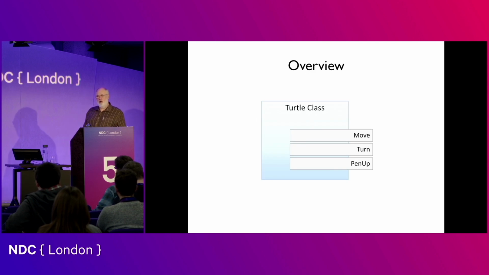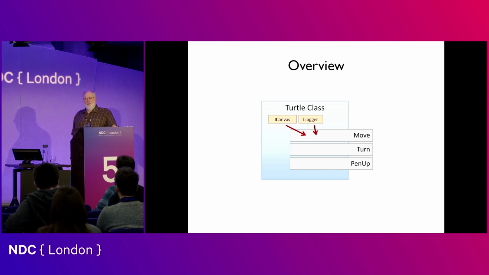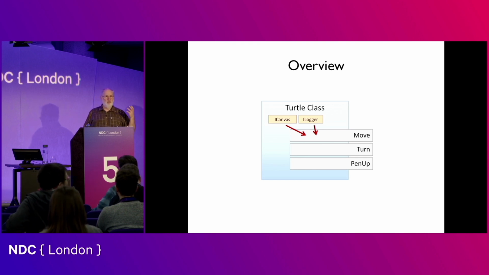This is typically an OO technique. We have a class and we need a canvas and we need a logger. So what we're going to do is create an interface for the canvas. We're not going to pass a direct canvas, and we'll pass in an interface for the logger. We'll pass that in typically in the constructor, and then the methods in the object can use these dependencies that we've passed in, right? So this is very standard. I'm sure you're all familiar with this.